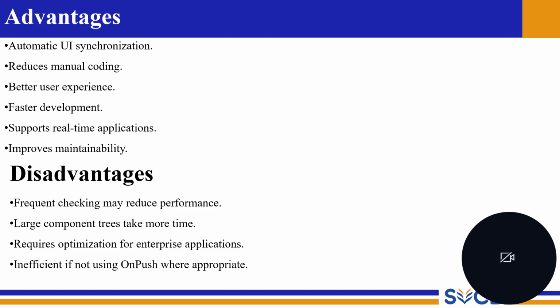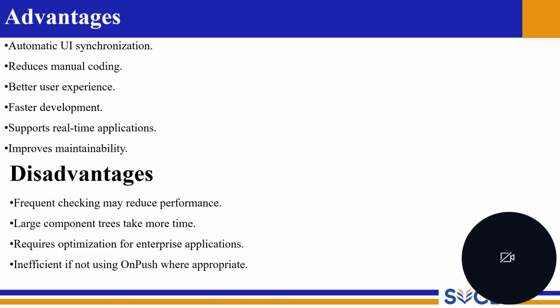For example, an e-commerce website with hundreds of product components requires more time to check all the components. The third one is the change detection optimization for enterprise applications. Large enterprise applications with thousands of components need performance optimization. Developers often use techniques like OnPush detection, lazy loading, and efficient data handling to improve the speed. For example, banking or hospital management systems use optimization techniques to handle large amounts of data efficiently.